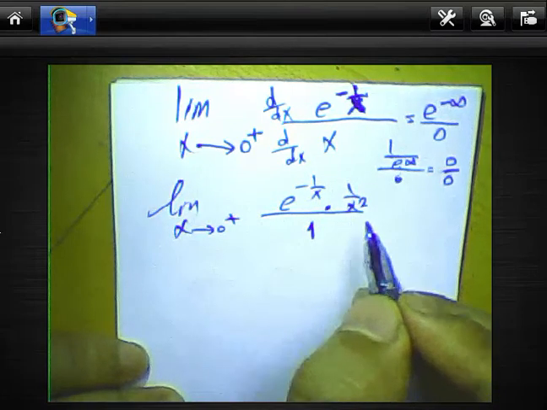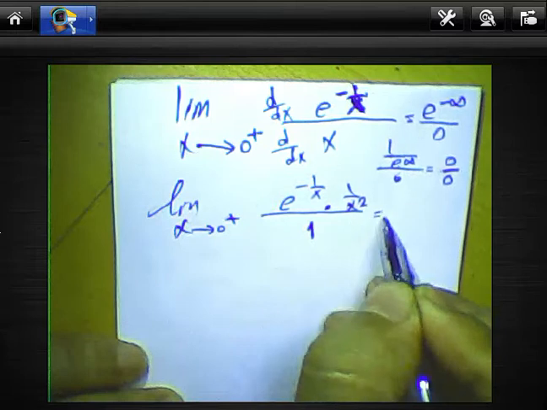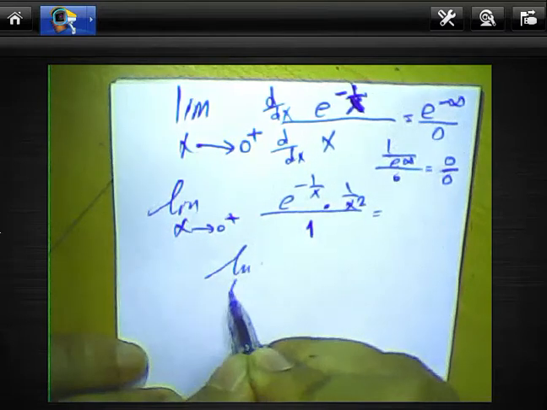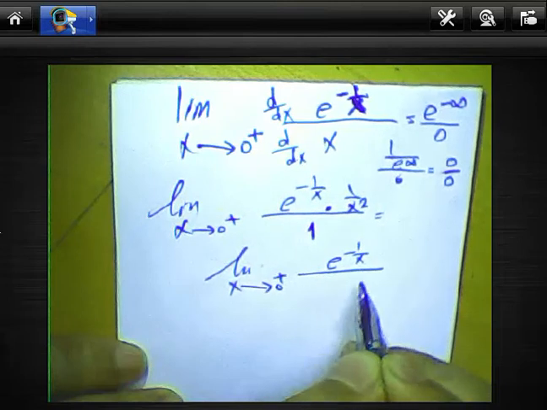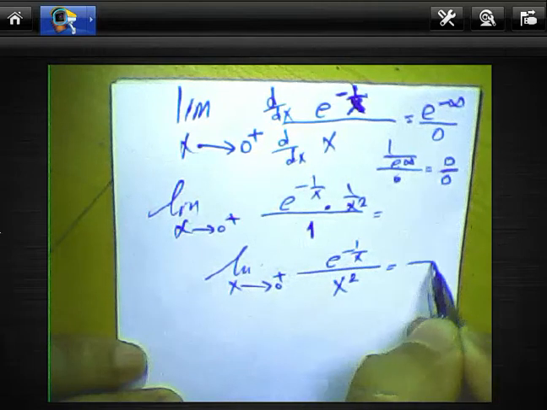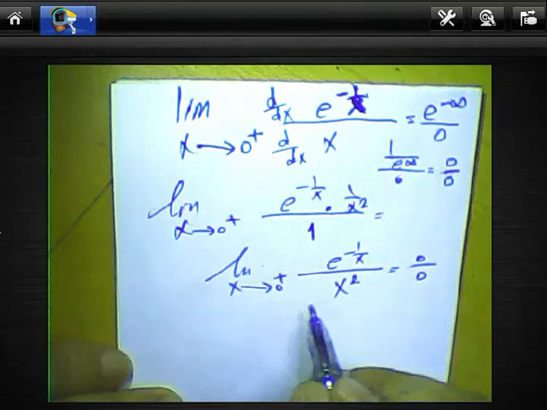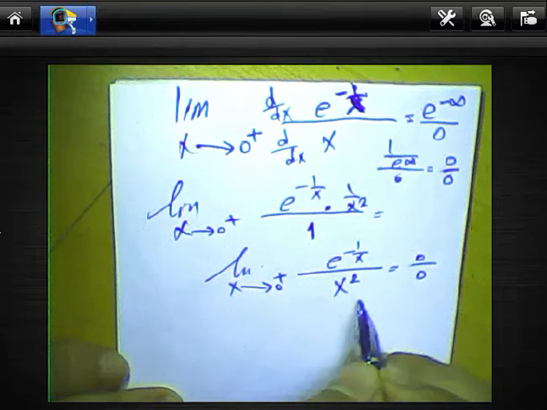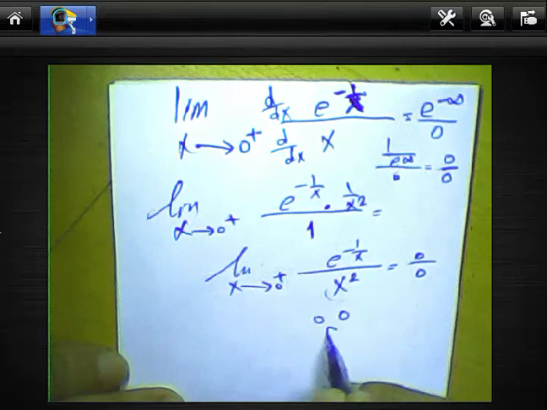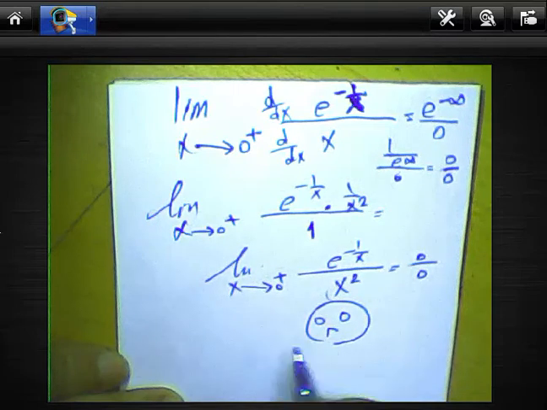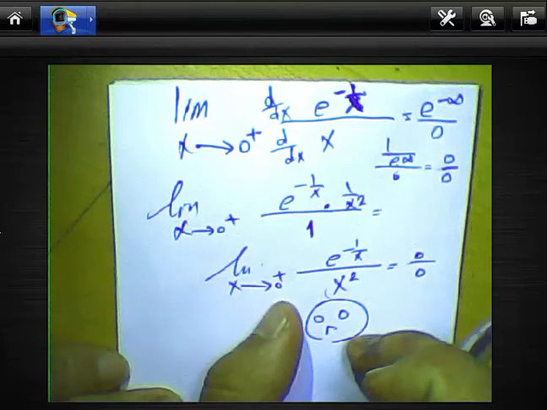It will be 0 over 0, undefined, because we can write it as the limit as x approaches 0 plus of e to the power negative 1 over x, over x squared. The result will be 0 over 0, undefined. So we must differentiate it again. If you differentiate it again, you will get 0 in the numerator and so on and so on. So you will get frustrated by this. So what must we do?